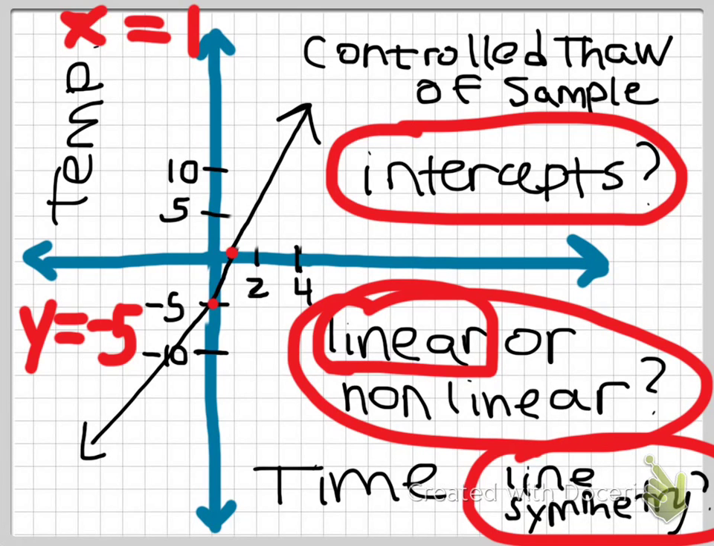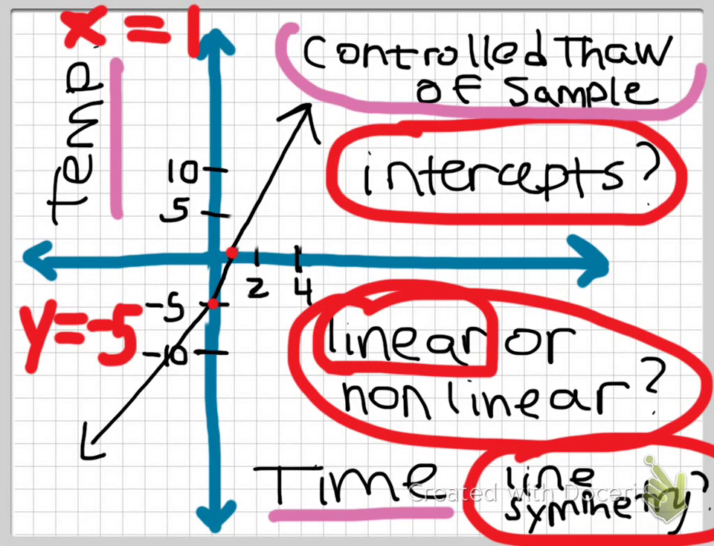If we want to be more specific and interpret them and describe what they mean, we would need to look at how the graph is labeled. So you have time is your x-axis, right here, and temperature is your y-axis right there. So time, the more time that goes by, it looks like the temperature is rising because this graph is representing controlled thaw of sample, which basically means that they are thawing something out from the freezer. So the more time that goes by, the higher the temperature is.